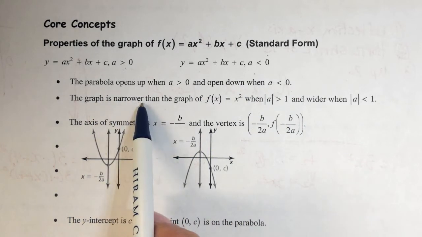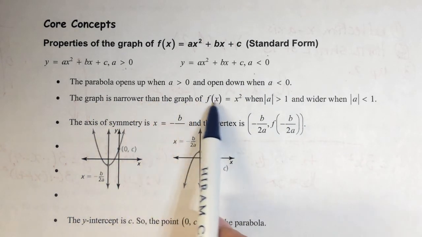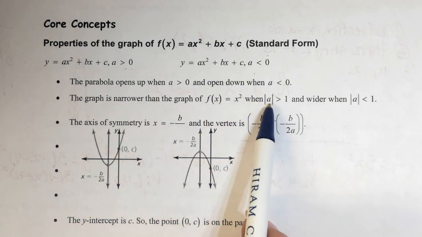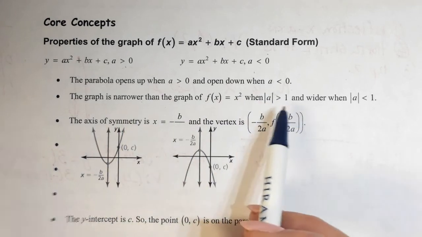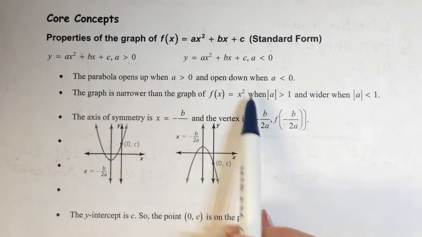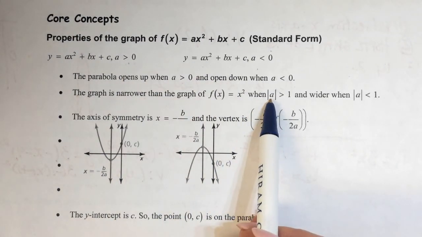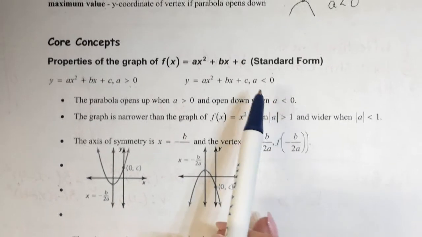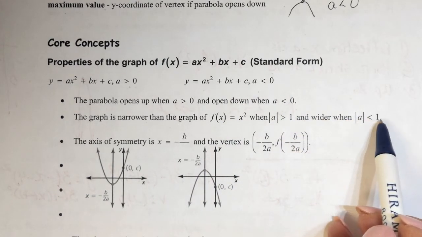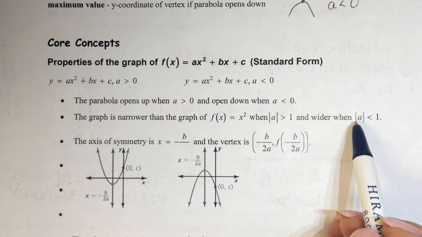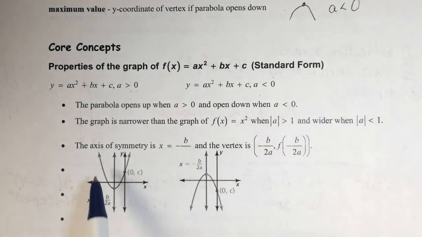The graph is going to be narrower than the graph of f of x equals x squared when the absolute value of a is greater than 1. Why is that? What's that going to do if a is greater than 1? It's going to be a vertical stretch. And it's going to be wider when the absolute value of a is less than 1 because it's going to be a vertical shrink. Okay.